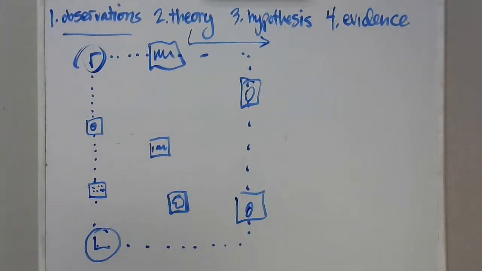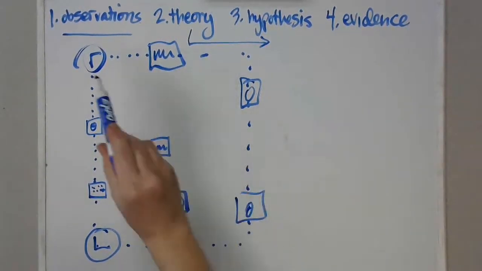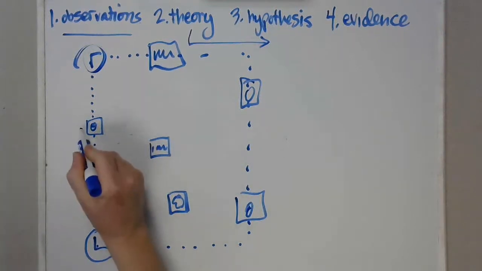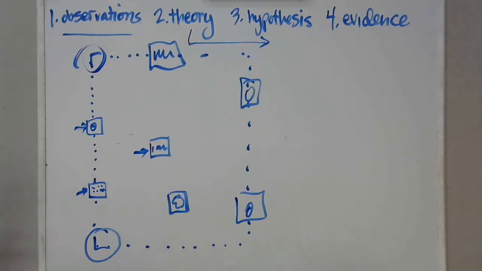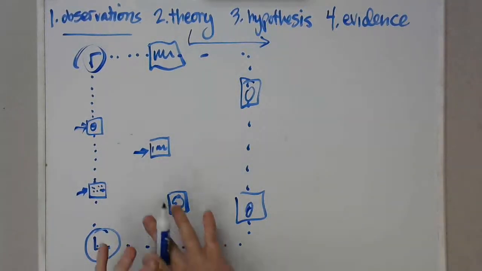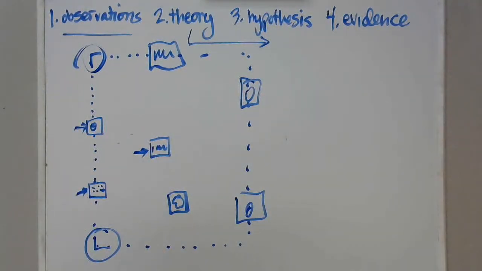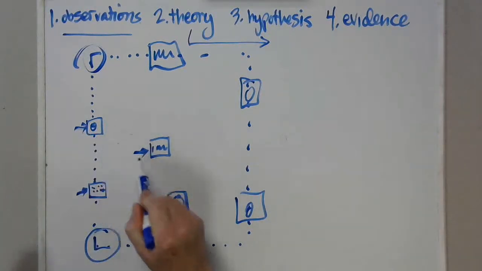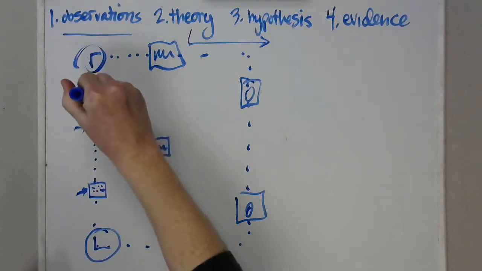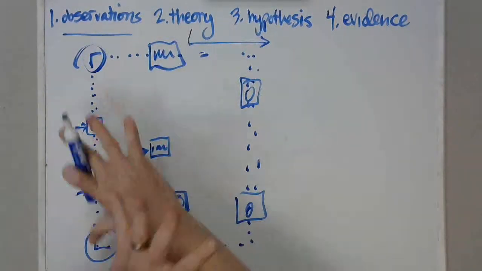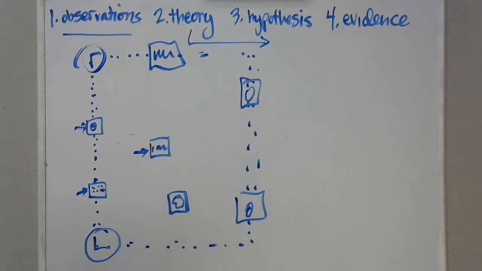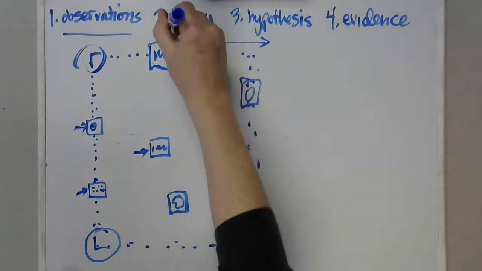Let's bring it back here. We started off with a set of discrete observations. You observe this, you observe that, and you observe that. And then you came up with a big picture explanation, a big idea that would serve to tie these observations together. You develop this mental picture of what you think is going on, big picture, and that's your theory.